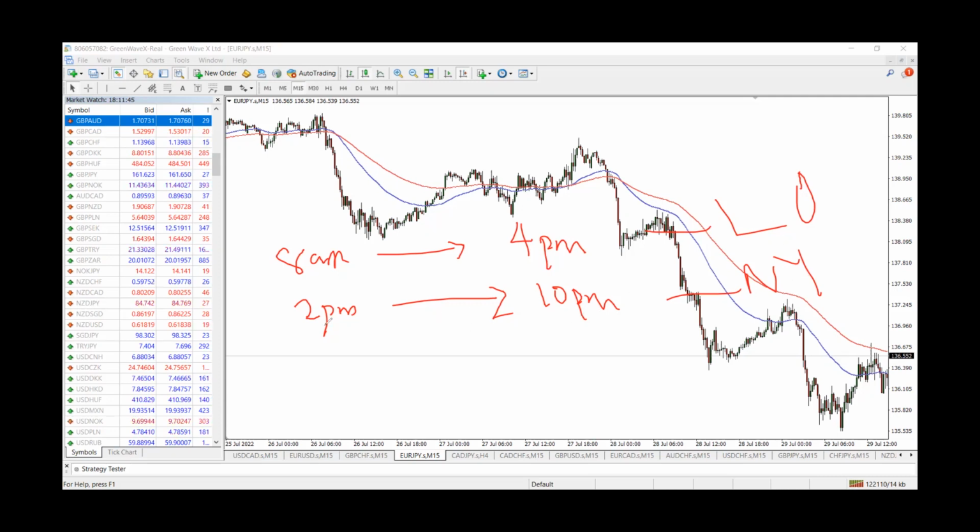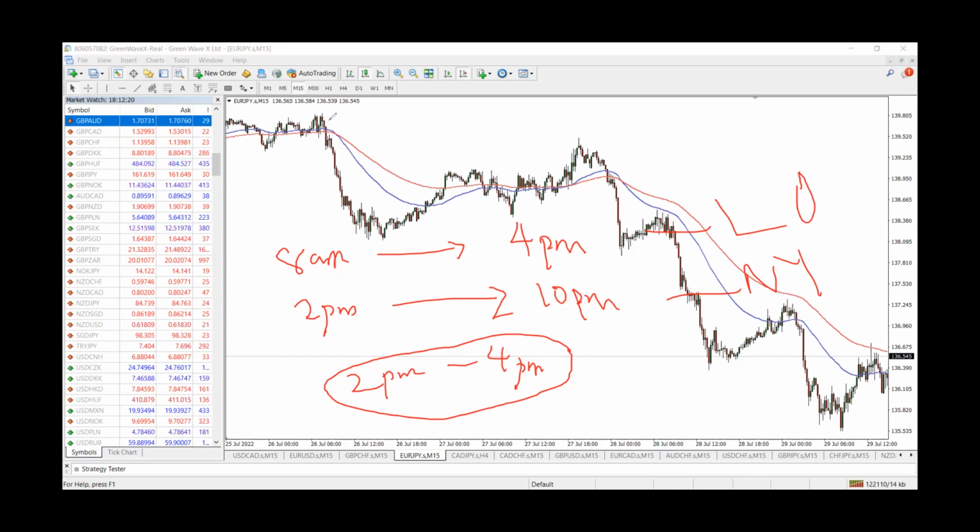And now there is a session overlap here, which means there is a particular time when London and New York are working at the same time, and that is between 2 p.m. and 4 p.m. During this time, the market volatility is usually big, 70, 80%, 90% of that, unless it's just a very dull day.